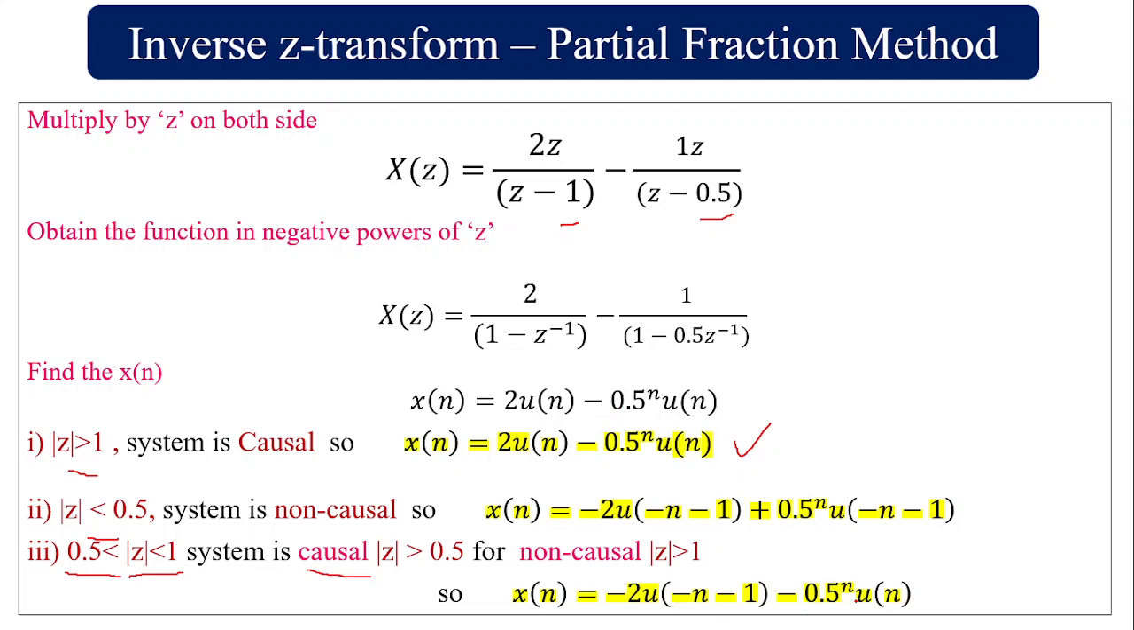minus 0.5 power n u(n). So which pole is going to be causal? There will not be any change. For the pole which is going to be non-causal, only then you have to do the two corrections, that is coefficient sign change and u(n) to u(minus n minus 1).